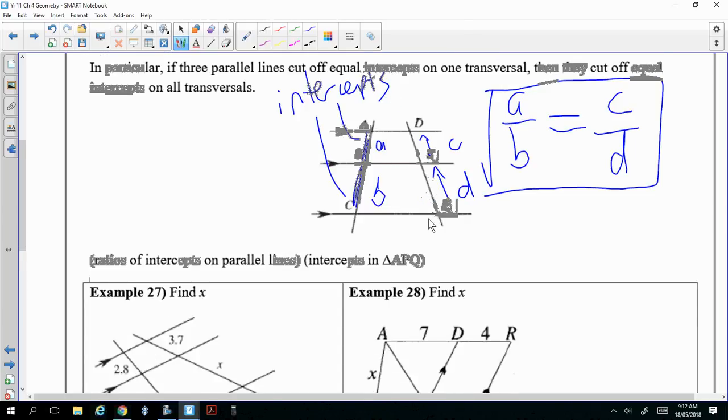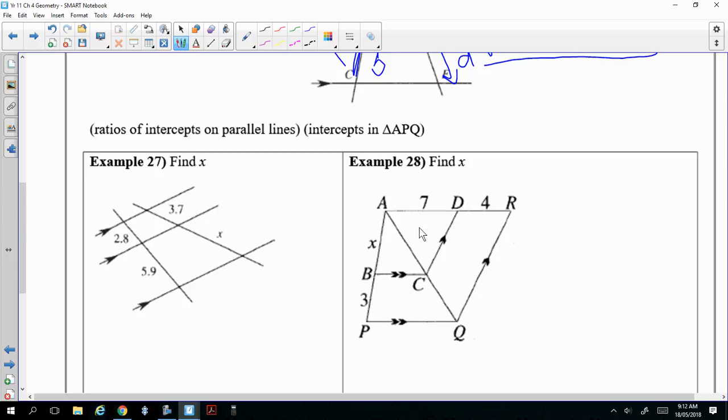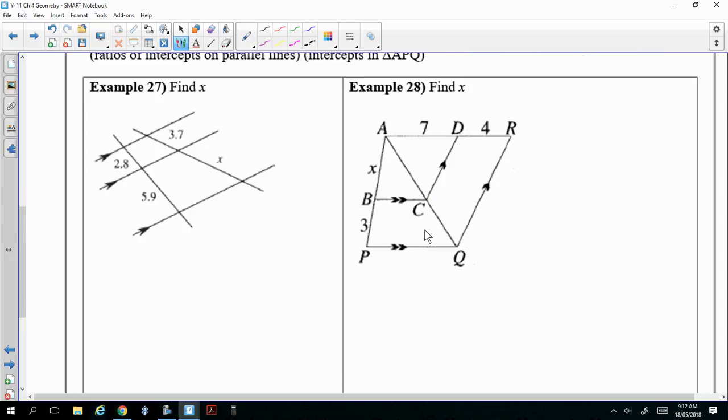Alright, let's move on to question 27. Find x. These are called intercepts, 1 and 2, right? So you do x over 3.7 equals 5.9 over 2.8.